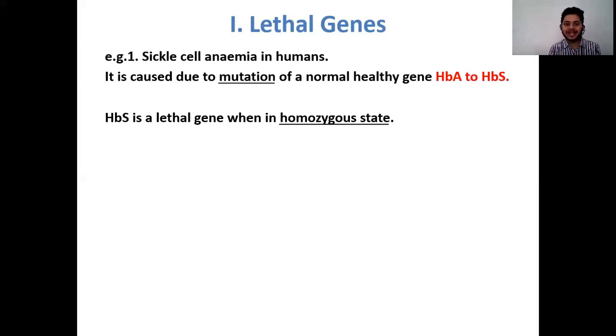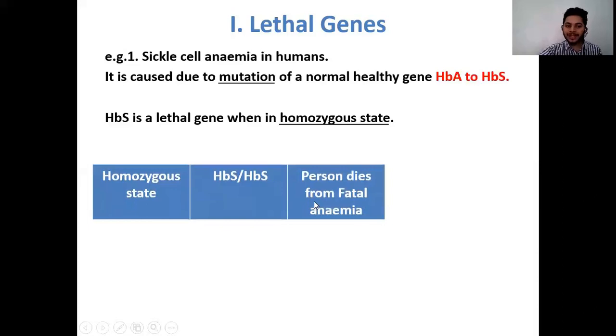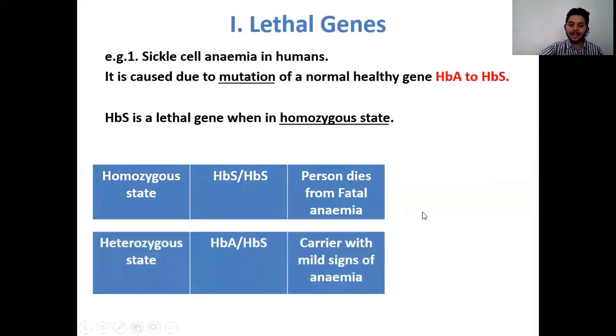This HbS gene is said to be a lethal gene, and only when HbS is present in a homozygous state is it completely fatal for the person who possesses it. There are different cases. Let us understand the case where the HbS gene is present in the homozygous state. The genotype of the individual is going to be HbS HbS. This is a homozygous state of the HbS lethal gene, and once the person has such a genotype, the person is going to die because of fatal anemia. Now, the other case is that of the heterozygous state.